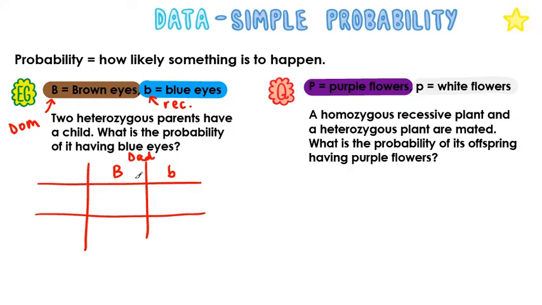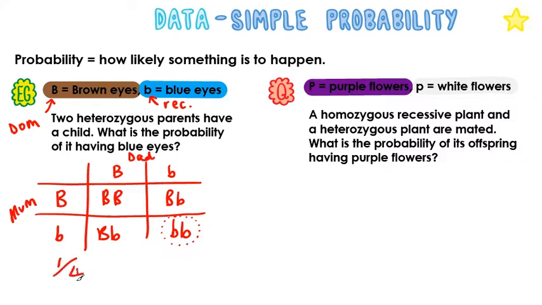You don't have to write the parents' names there because they're the same, and mum is also big B, little b. Now we just do our genetic cross: big B, big B, big B, little b, big B, little b, and 2 little b's. And now we can work out the probability of it having blue eyes. So the only child that could have blue eyes is this combination of alleles, and you can see that that's just 1 out of 4 possible combinations. So the probability of blue eyes is 1 in 4, or 1/4. You can write it either way. Okay, pause the video and try the question yourself.